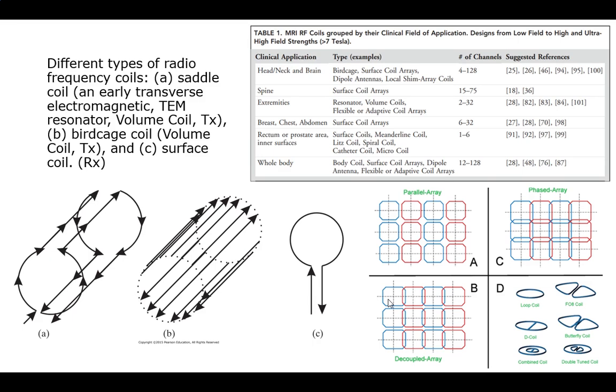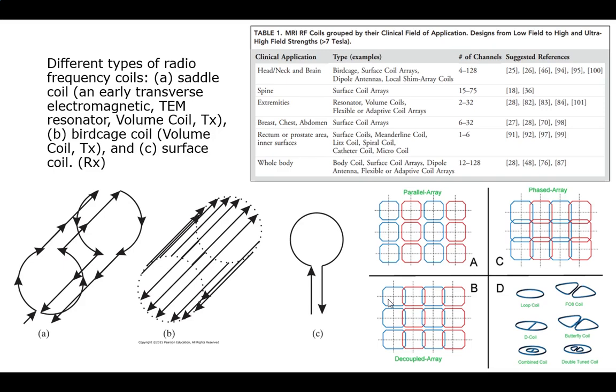And then I added in this one too from a different book that just went through and talked about the different uses of them, where you would typically see such a thing, right? So for instance, if I'm doing head, neck, brain, I could see a birdcage with surface coils and arrays, right? I could see dipole antennas. I could see local shim array coils that are used to adjust these. These are different ways I could do readout, and that works well on a head or brain situation.